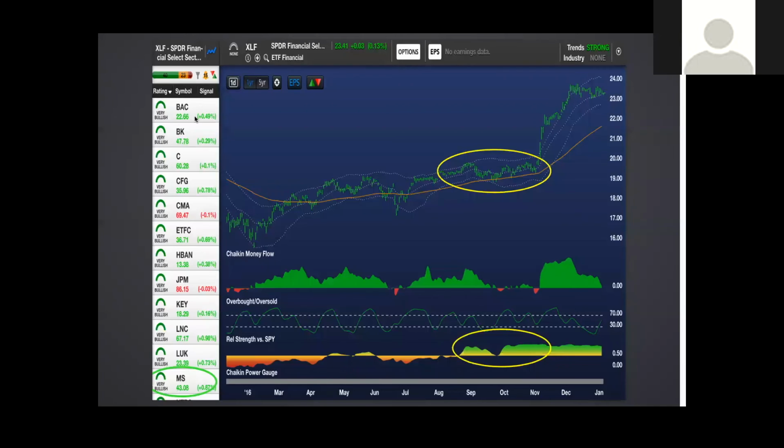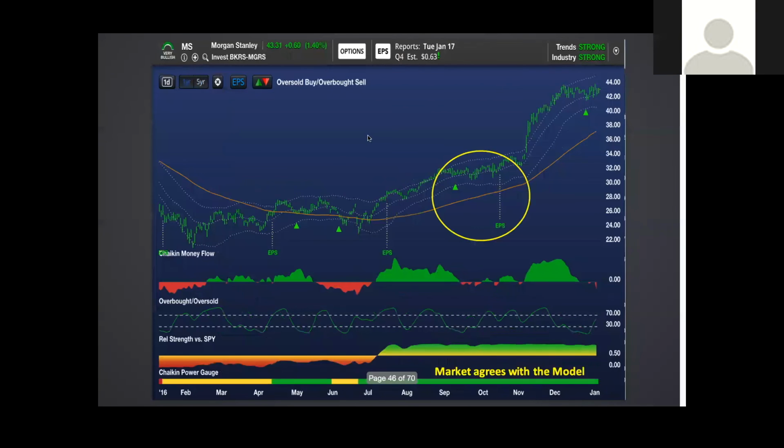Now on the left here are the stocks in the XLF, the Financial Select SPDR Sector ETF, with bullish power gauge ratings. So we're going to highlight, in addition to some of the major banks like Bank of America and Citicorp that are going to report earnings on Friday, along with JP Morgan, Morgan Stanley. I don't think Citicorp reports on Friday, but Bank of America and JP Morgan and Wells Fargo do. So let's look at Morgan Stanley, one of the great investment banks.